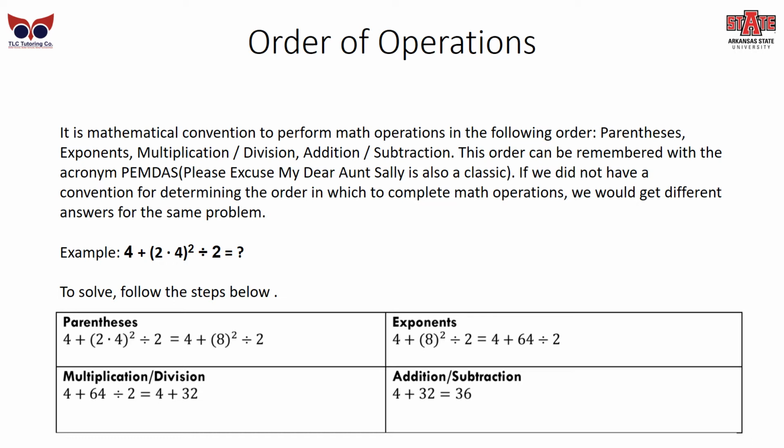Now we need to do the exponents. You see that square there. 8 squared is 64. So now we have 64. There's no multiplication, but there is division. 64 divided by 2 is 32. Now all that's left is addition. 4 plus 32 is 36. So that is the classic application of PEMDAS.